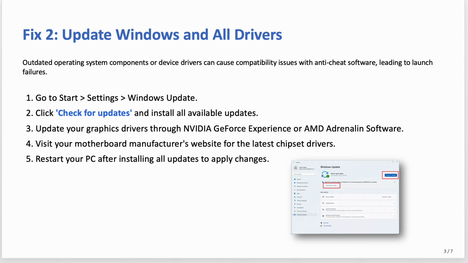match on Faceit. The second thing, guys, is to update Windows and all drivers. Outdated operating system components or drivers can cause compatibility issues with the anti-cheat software, leading to launch failure. Then go to Start, Settings, Windows Update and check for updates. Update your graphic driver through the NVIDIA GeForce Experience or AMD Adrenalin software. Then, guys, visit the motherboard manufacturer website. Then restart your PC to install the latest updates.